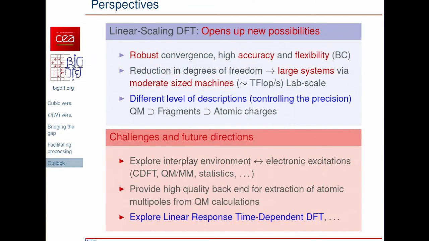So in conclusion, I think with linear scaling DFT, we open up new possibilities. We can reduce the degrees of freedom to perform calculations on large systems, even on moderate computers. We have different levels of description, and I think it's important to explore all these descriptions. The future directions are constrained DFT, QM/MM, doing statistics, and also trying to extract atomic multipoles from our QM calculation. We are also exploring linear response time-dependent DFT. Thank you.